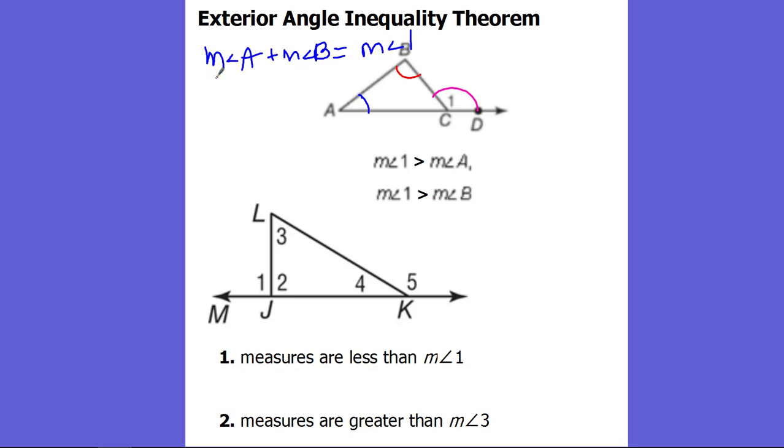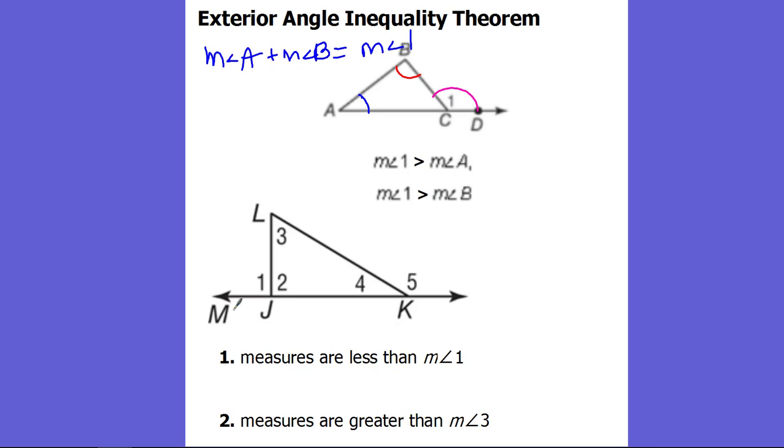If I'm adding A and B together to be equal to angle 1, doesn't that mean that angle A and angle B should both be less than angle 1? Since I'm adding them together to equal angle 1, angle A has to be less than 1 and angle B has to be less than 1. So the exterior angle inequality theorem says your exterior angle will be greater than both of the remote interior angles. So the measure of angle 1 should be greater than the measure of angle A, and the measure of angle 1 should be greater than the measure of angle B.